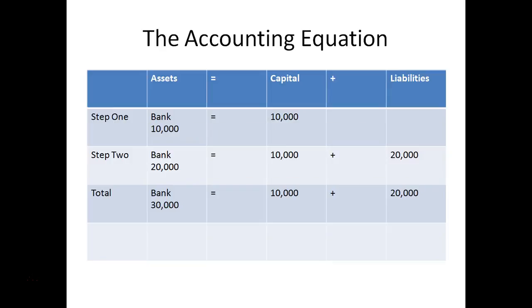And this is the situation. Step 1, you have the bank 10,000, capital 10,000. Step 2, the bank gets an additional 20 grand. There was already existing capital of 10 grand and new liabilities of 20 grand that it has borrowed from the bank. And so you have a total here of 30 being equal to 10 plus 20. Do you understand that?